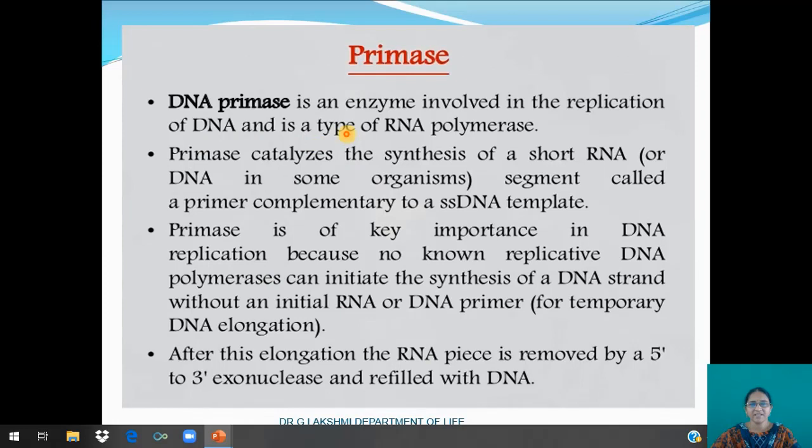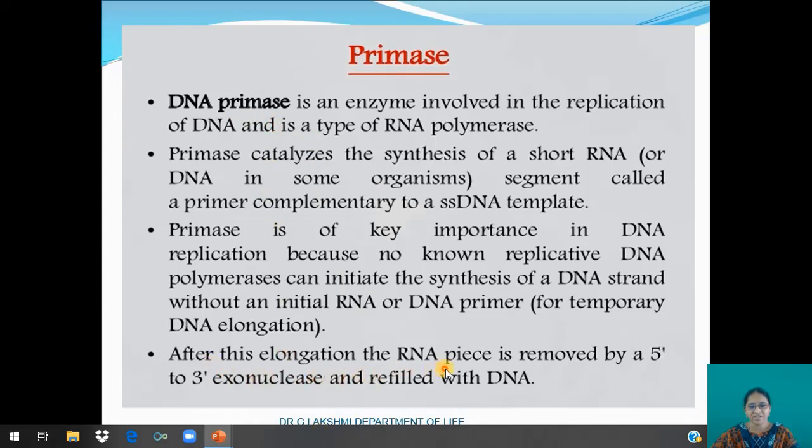Coming to DNA primase, it is an enzyme involved in the replication of DNA and is a type of RNA polymerase. Primase catalyzes the synthesis of a short RNA segment called a primer, complementary to a single-stranded DNA template. Primase is of key importance in DNA replication because no known replicative DNA polymerases can initiate the synthesis of a DNA strand without an initial RNA or DNA primer. So the DNA polymerase can only elongate, but the initiation is achieved by DNA primase. This is a DNA-dependent RNA polymerase.